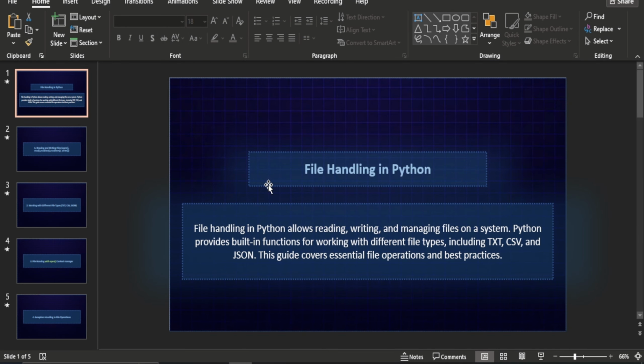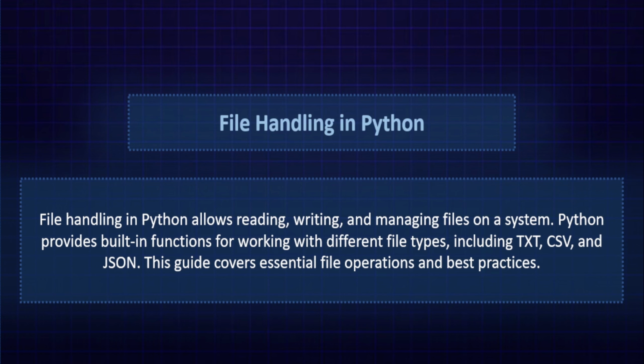Hello, welcome back to the channel. This is chapter 8 of the Python complete course. In this chapter we are going to discuss file handling in Python. What does file handling in Python mean? File handling in Python allows reading, writing and managing files on the system. Python provides some built-in functions for working with different file types like txt, csv and JSON files. This guide covers essential file operations and best practices as well.